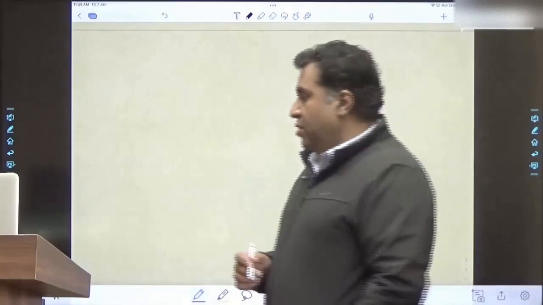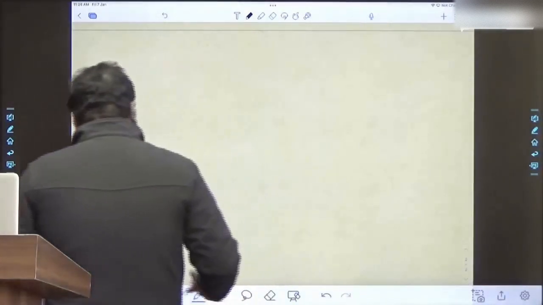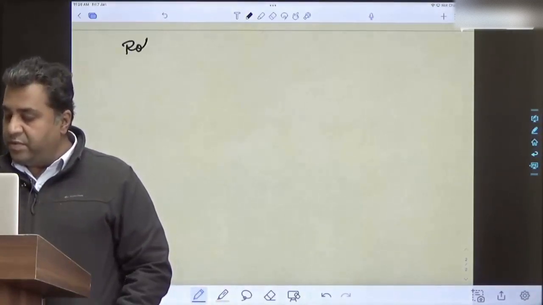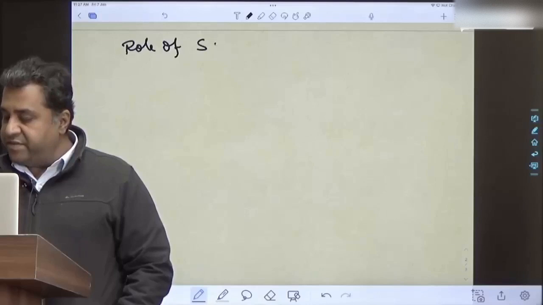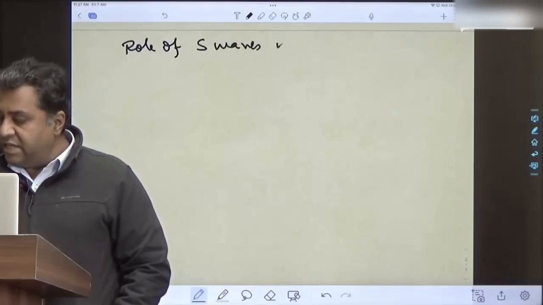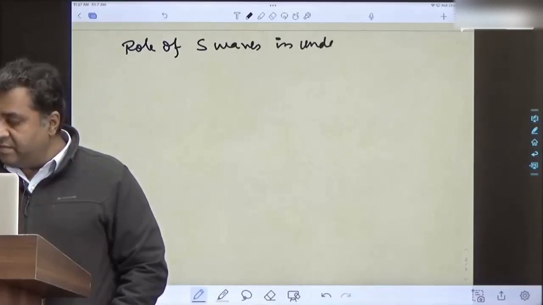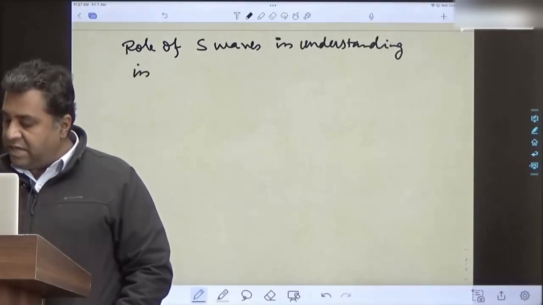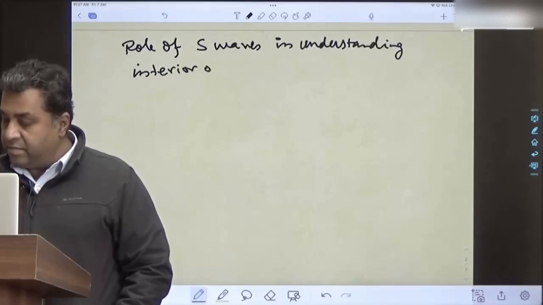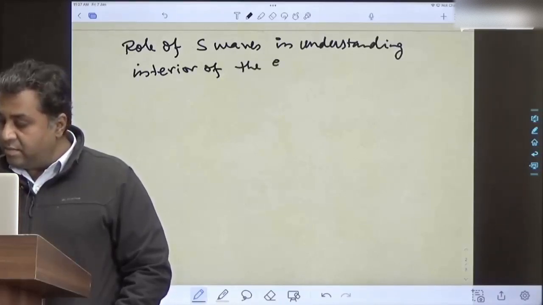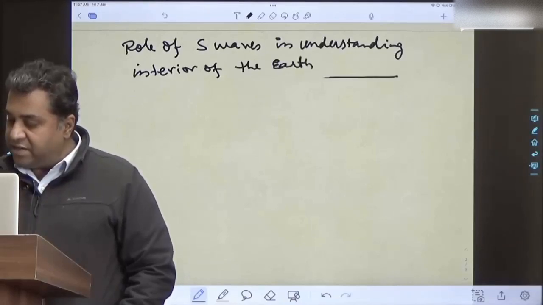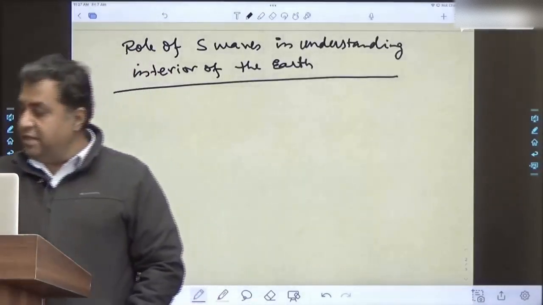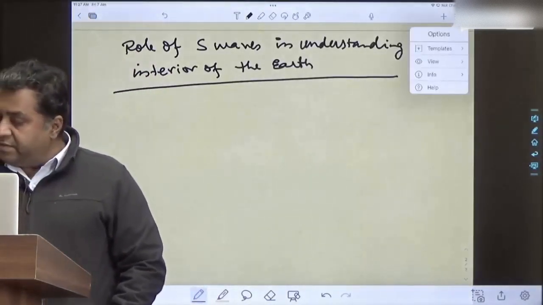Okay, so first, role of S waves in understanding the interior of the earth. Let us first understand this. What is the role of S wave in understanding the interior of the earth?